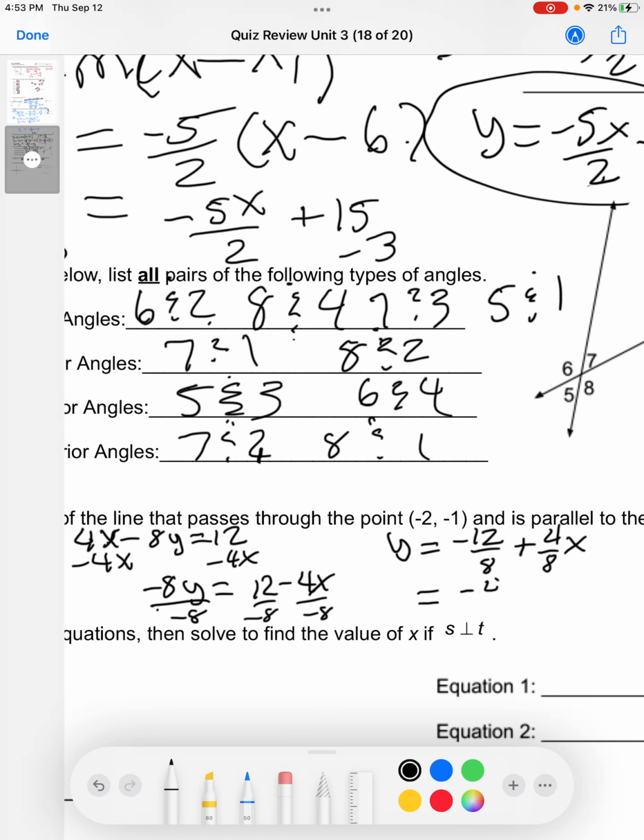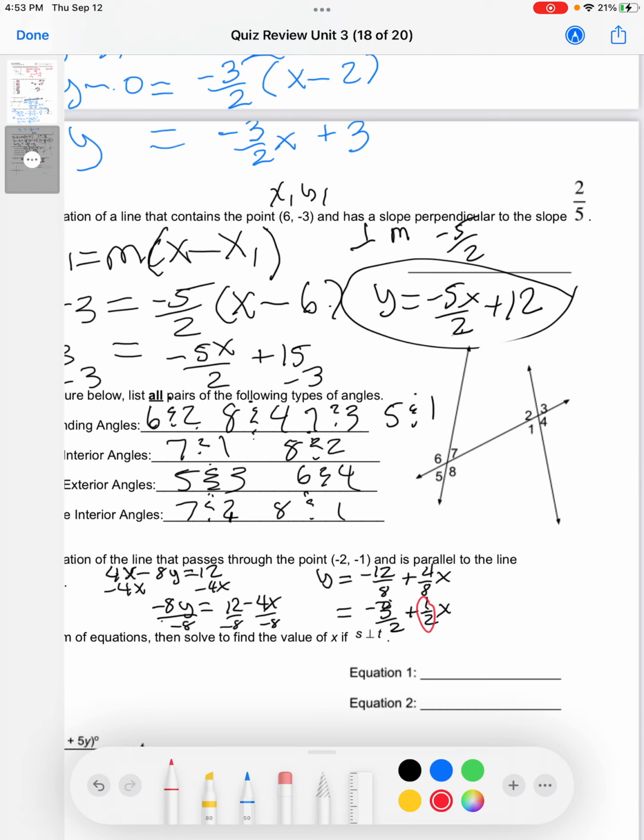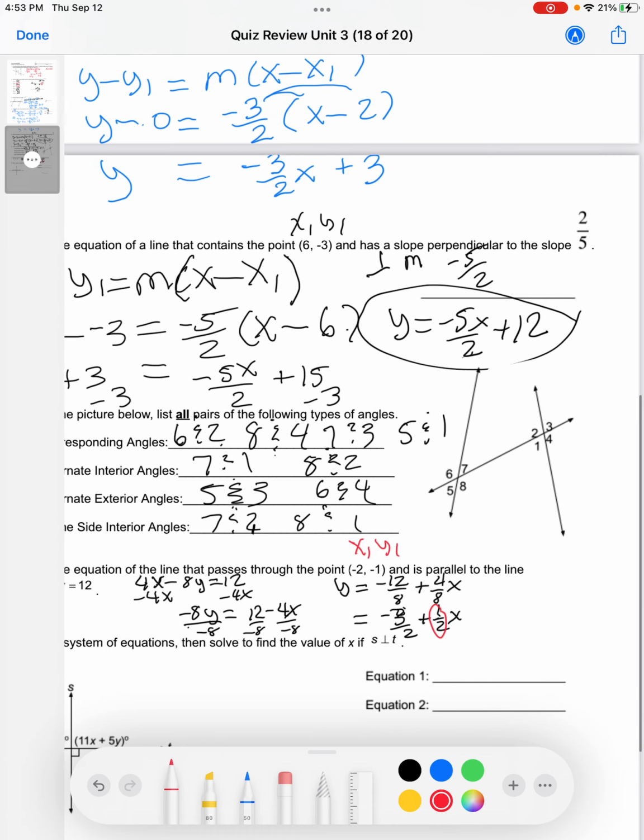And if I simplify things here, I'm reducing by 4. So that's -3/2 plus 1/2 x. Okay, so we need to use the slope. This is the slope, and this is x1, y1. I'm going to plug it into this equation: y minus y1 equals m times x minus x1.